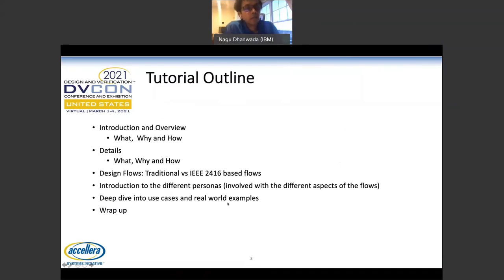Now, in terms of the tutorial outline itself, I would like to start off with an introduction and overview of the standard, get into some level of detail of the standard, and try to highlight the use of the standard in the design flow, how it stacks up with the traditional flow versus the IEEE 2416 flow. For the rest of the tutorial, we want to introduce different personas in order to highlight how the standard can actually be used in different parts of the design flow. And there'll be a deep dive into the use cases along with real world examples. And finally, we'll wrap things up.